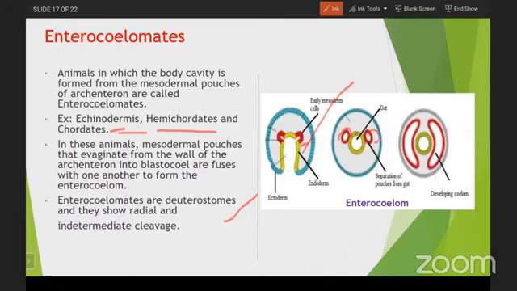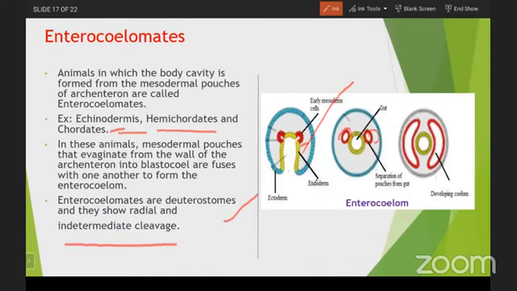But in enterocoelomates, indeterminate means that at the time of cleavage of the zygote, if we isolate blastomeres from that particular group, we are still able to get the complete organism. So that is indeterminate cleavage. So this is about enterocoelomates.